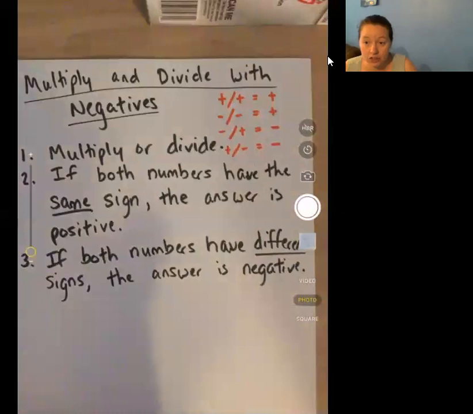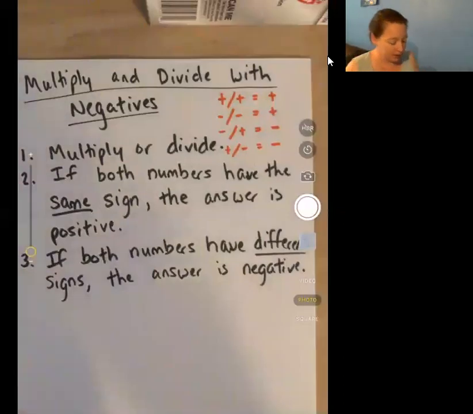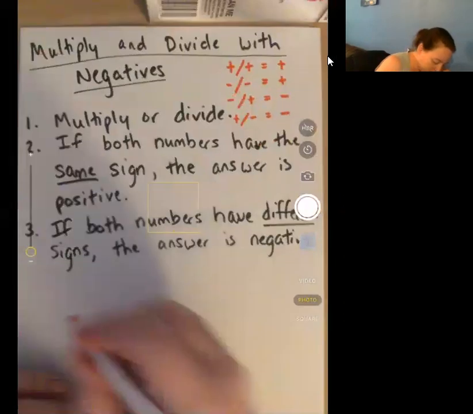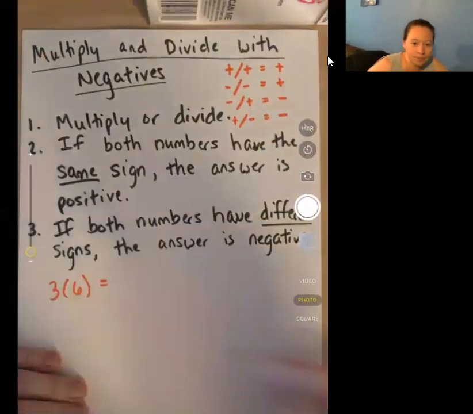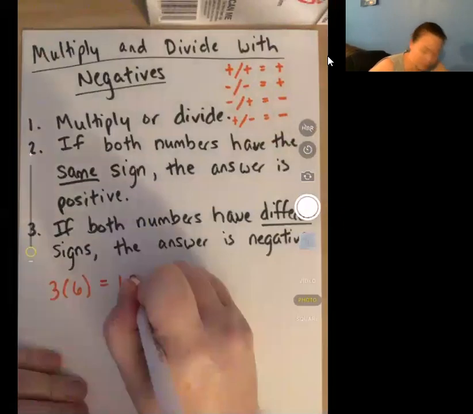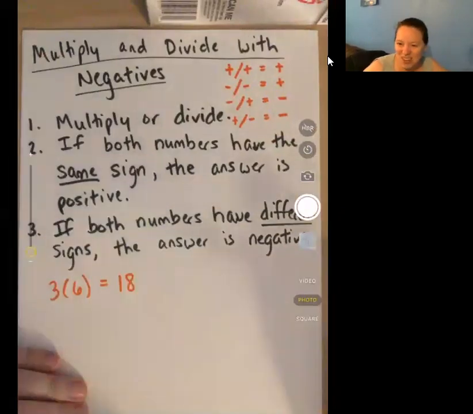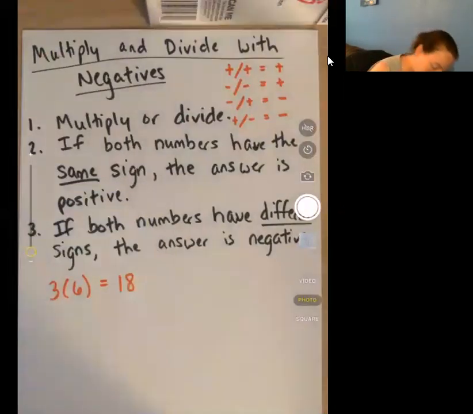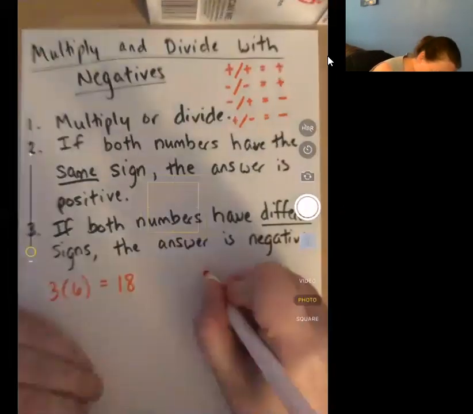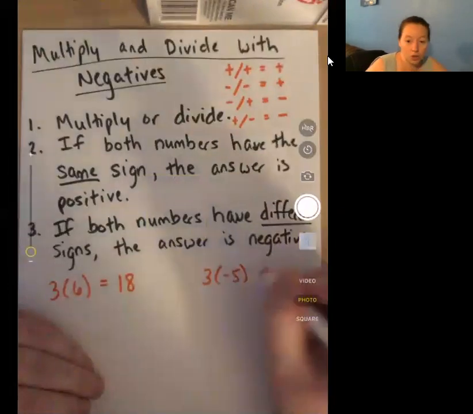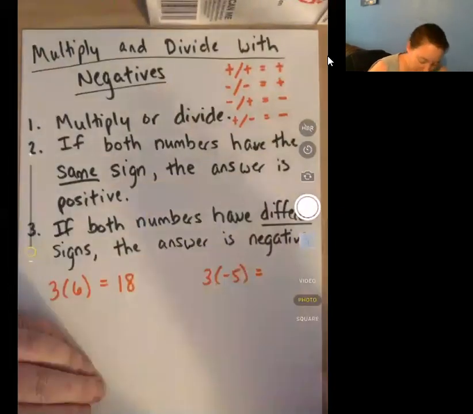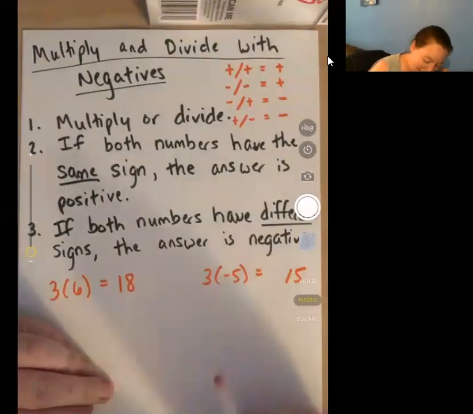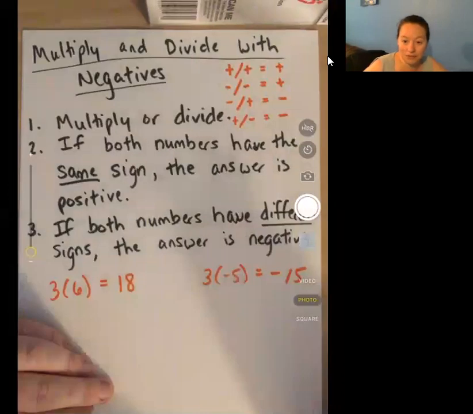So let's try a couple of the problems. Let's go with 3 times 6, 18. Easy, right? Done it all the time. Positive, positive, got a positive. Let's go with 3 times negative 5. 3 times 5 is 15. Positive and a negative is a negative. So it is a negative 15.